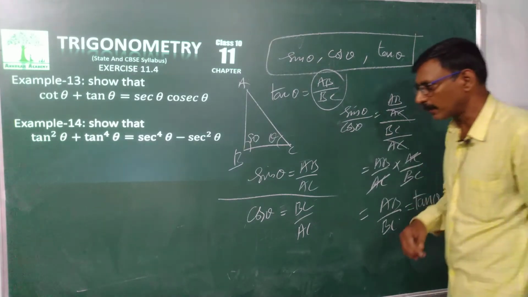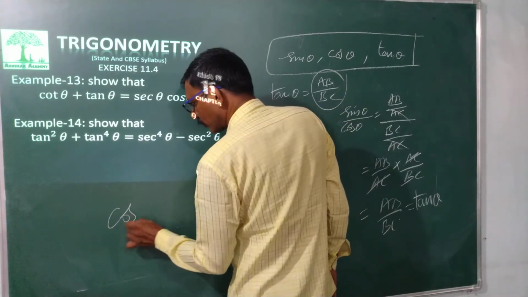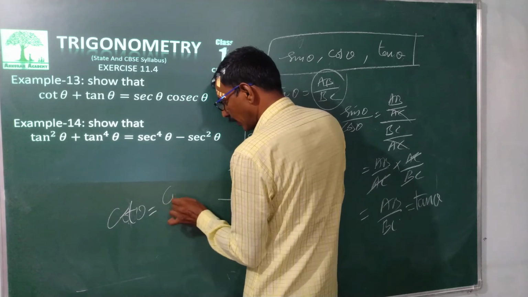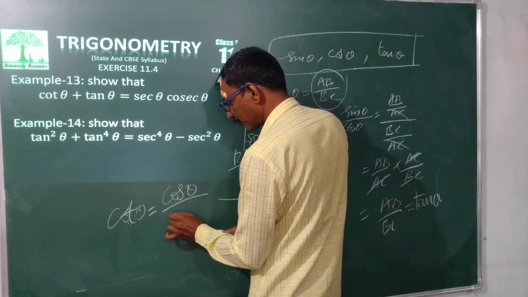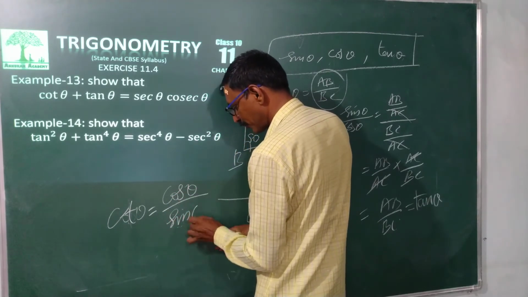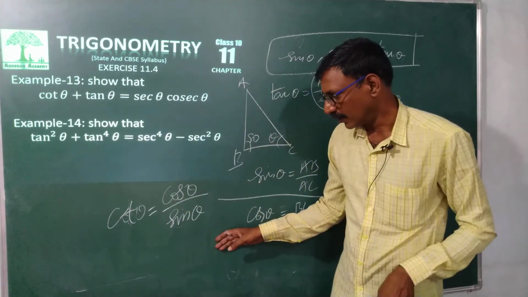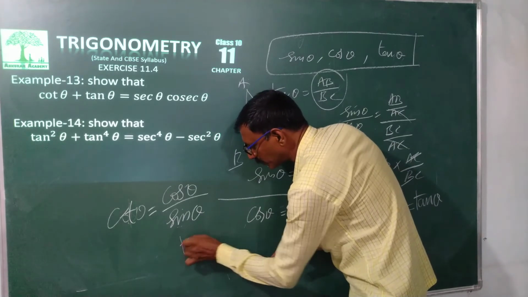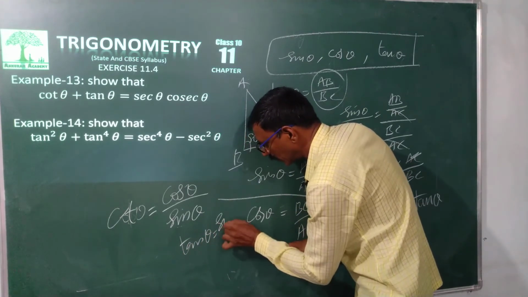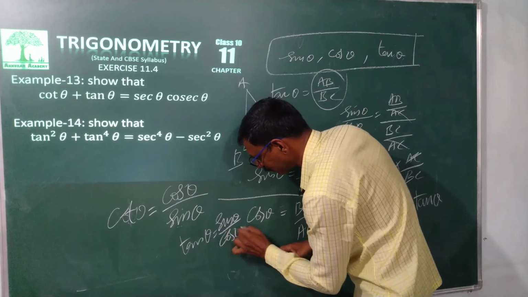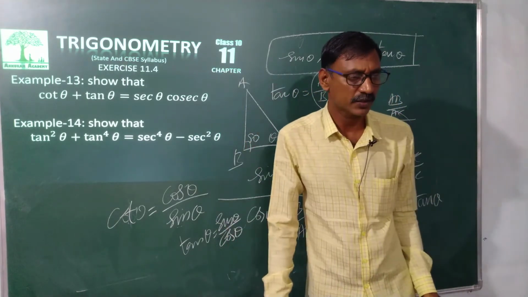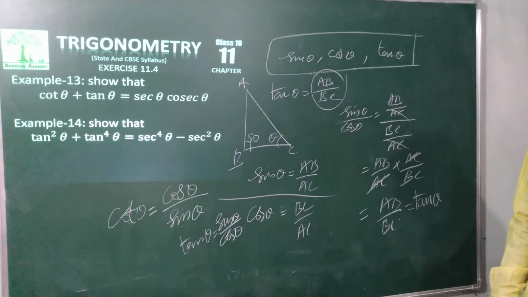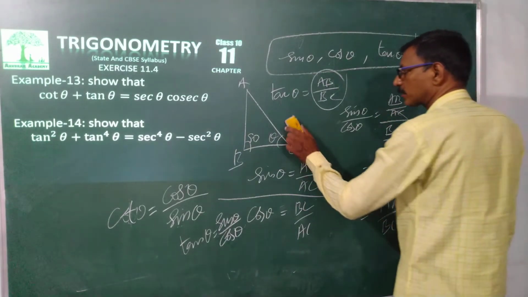And one more important point, cot theta is equal to cos theta by sin theta. This is the relation between cot, cos, sin, and tan theta we just proved. Tan theta is equal to sin theta by cos theta. These two are also very, very important. In the previous class we studied some other proofs. I would like to explain again.